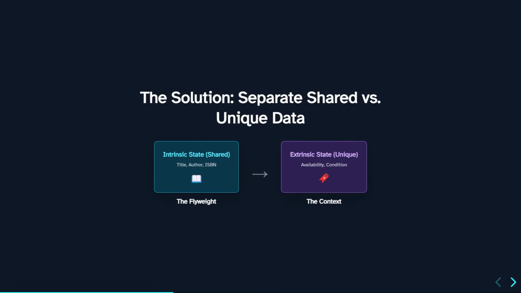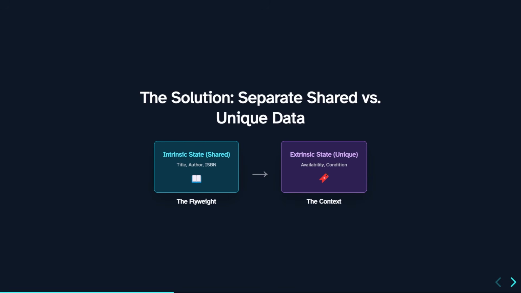The core idea of the Flyweight pattern is to split our object's data into two distinct types. First, there is the intrinsic state. This is the data that is shared among many objects. For our book, this is title, author, and ISBN. This shared object is called the Flyweight. Second, there is the extrinsic state. This is the data that is unique to each individual object, its context. For our book copy, this would be its availability, its specific condition, or its location on the shelf.